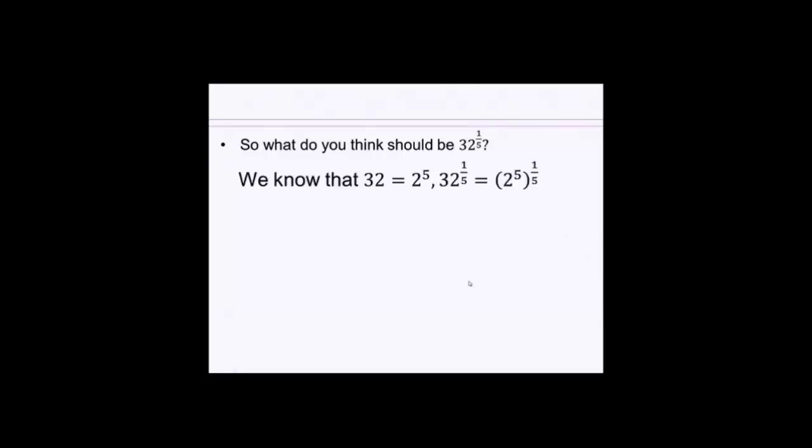Maybe this will help you. 32 is the same as 2 to the power 5: 5 copies of 2 multiplied together to give you 32. So 32 to the power 1/5, we want 1/5 copies of 5 2's. If there are 5 2's, then a fifth of those would be 1, right? So it'll be 1 2. So it would be logical to think that 32 to the power 1/5 should be 2.